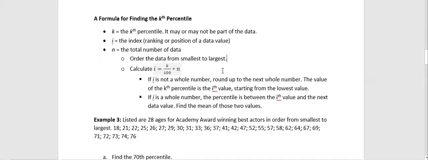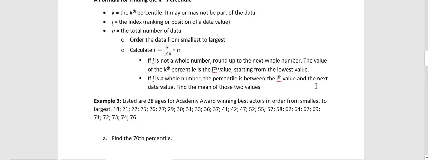So there are two situations when you do this formula. If it's not a whole number, in other words, if you get a decimal, then you would round up to the next whole number, and the value of the kth percentile is the ith value starting from the lowest value. So the position of your answer is the next whole number.